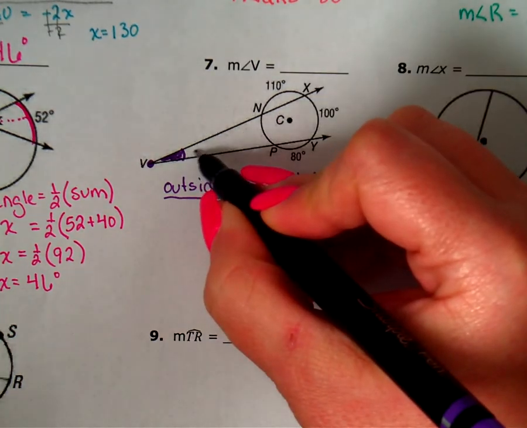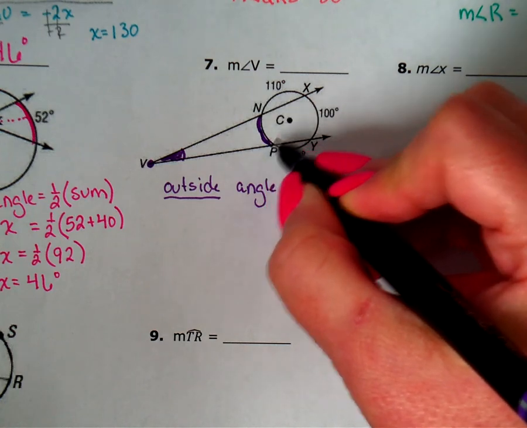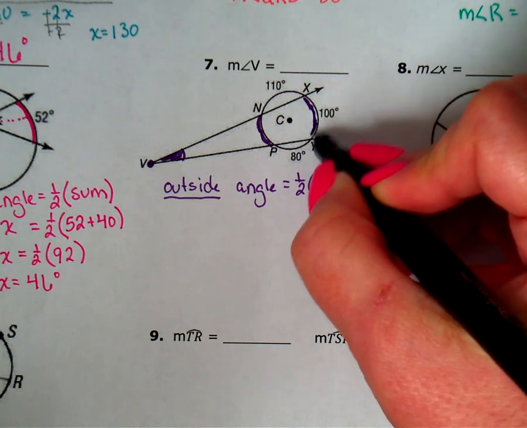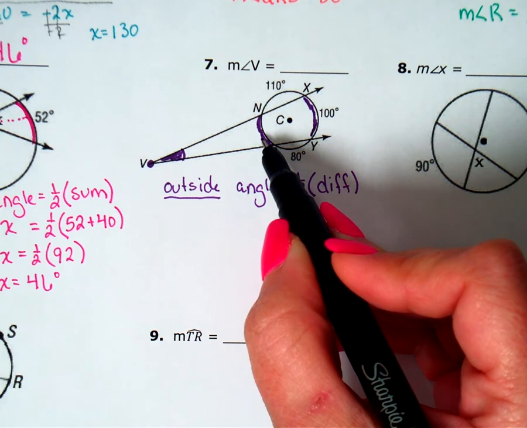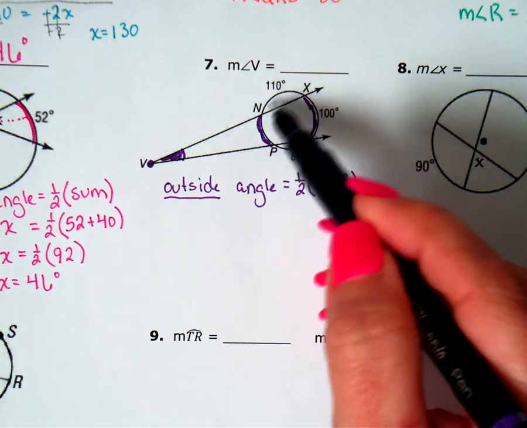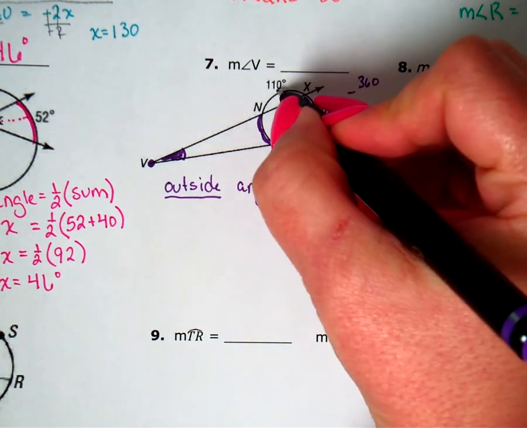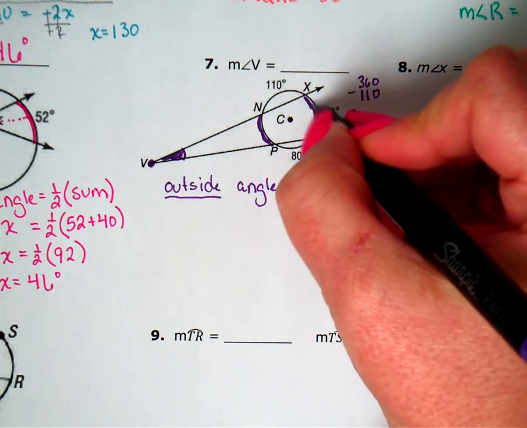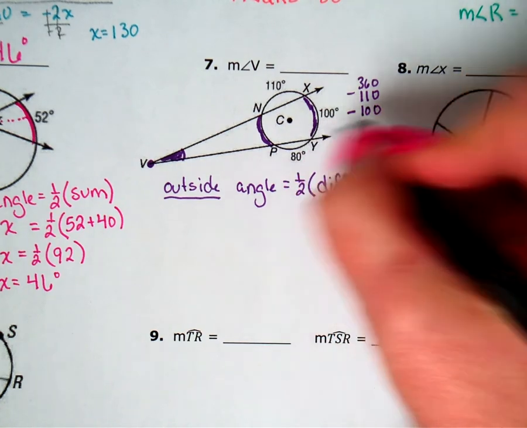So when I come here and I'm going along, I hit an arc here, and then I keep going and I hit an arc here. I know one of those arcs is 100, but they didn't tell me what the other arc is. But I can find it because I know all the way around this whole circle is 360 degrees. And I used 110 for this top part. I used 100 for this outside part. And I used 80 for the bottom part.